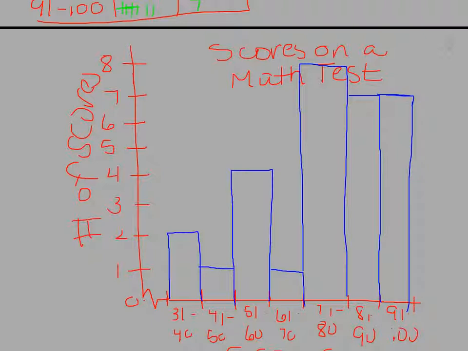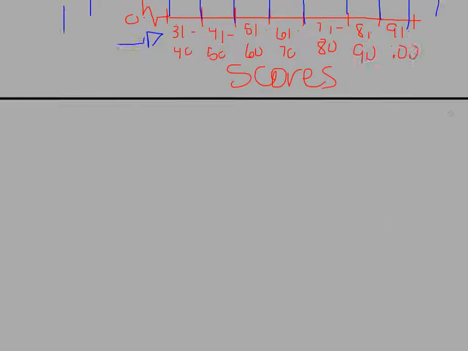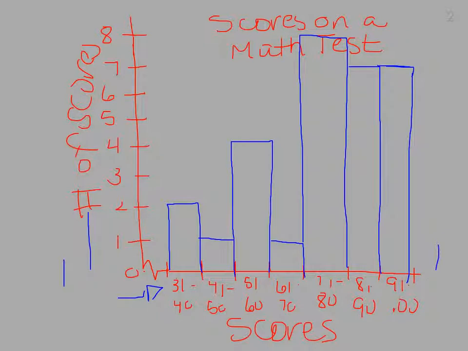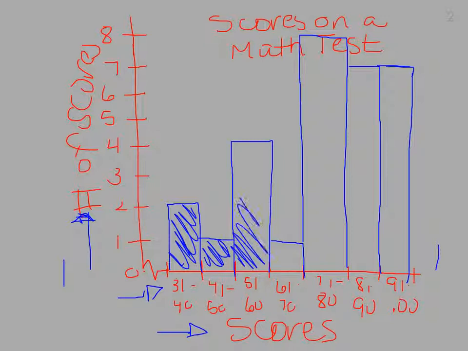So that's what your histogram is going to look like. Remember, bars are touching. Do a break if your first interval does not start at 0. And make sure you have a label on the bottom and on the side right here, and a title at the top. Bars are even. You can color them in or not. So I could go through and do that. I think it looks better when they're colored in. So, that is how you do it.